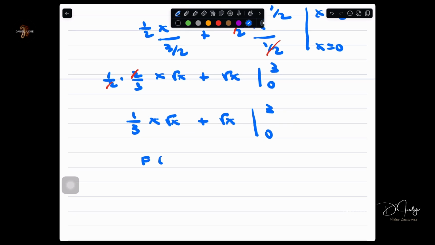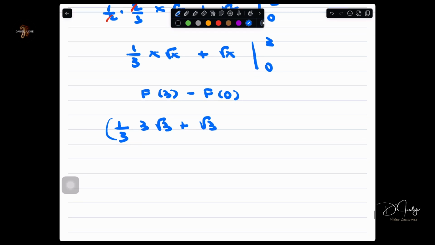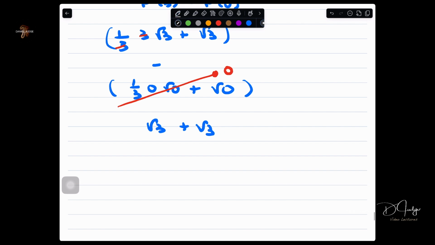So you now have what? F of 3 minus f of 0, which becomes 1/3 times 3 square root of 3 plus the square root of 3. This is my first part. Minus 1/3 times 0 times square root of 0 plus the square root of 0. Now this part is actually 0 here. So you end up with cancellation here and here, which gives you the square root of 3 plus the square root of 3. And then at the end of the day, the arc length is actually 2 square root of 3 here. So there you go.